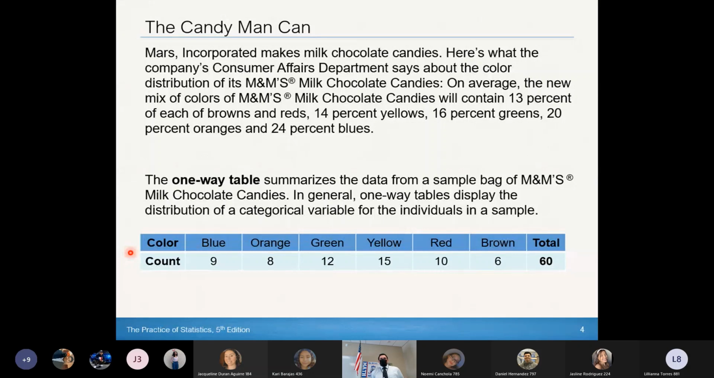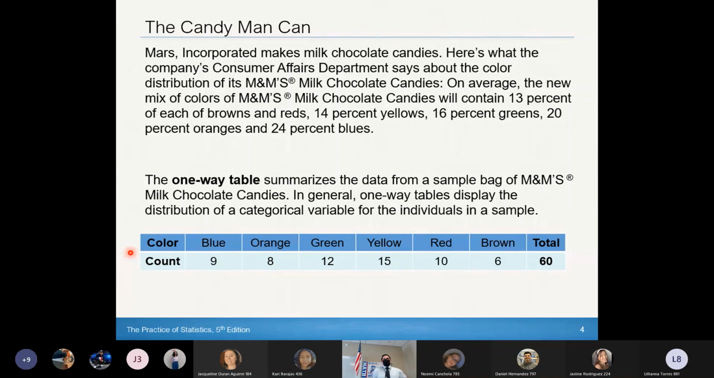So Mars Incorporated makes milk chocolate candies. Here's what the company's Consumer Affairs Department says about the color distribution of its M&M's milk chocolate candies. On average, the new mix of colors of M&M's milk chocolate candies will contain 13% of each of the browns and reds, 14% yellows, 16% greens, 20% oranges, and 24% blues.